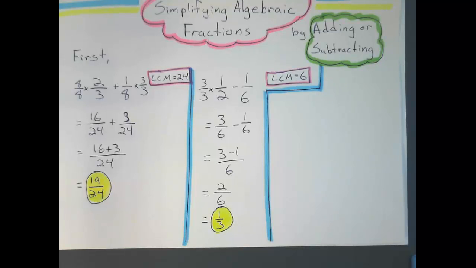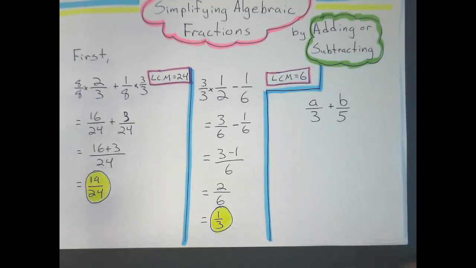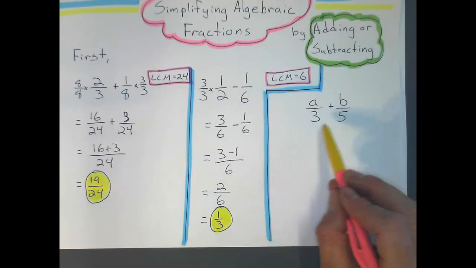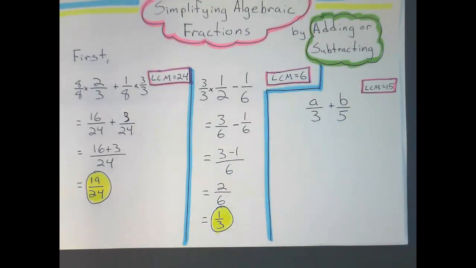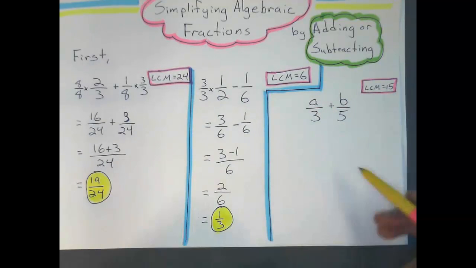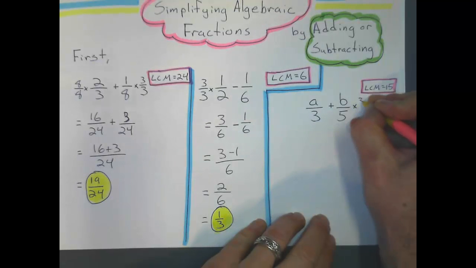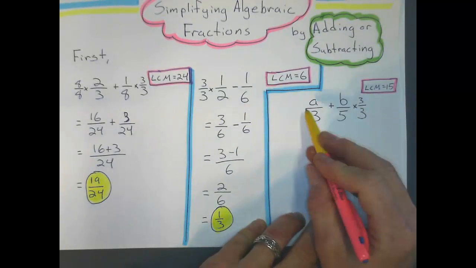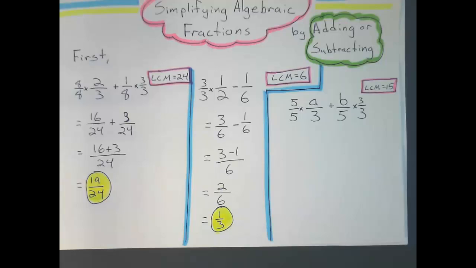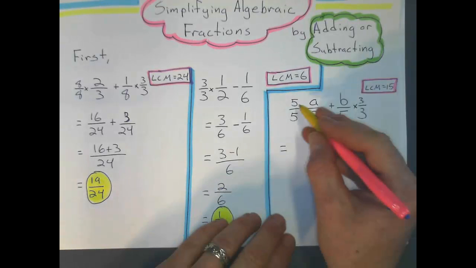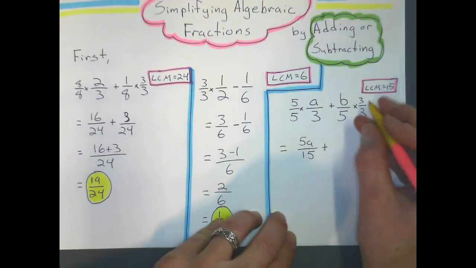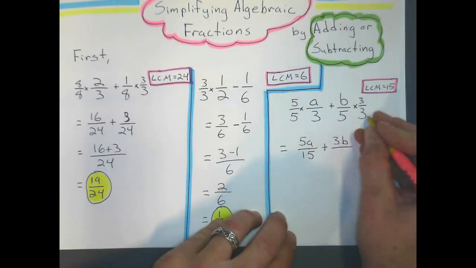Okay, now let's do some algebra. Suppose we have this one: a/3 plus b/5. Suppose I don't know what my numerators are, but I can still get a common denominator. The least common multiple of 3 and 5 would be 15. Next step, rewrite each fraction so the denominator is 15. That means I'd multiply this one by 5 over 5, and this one by 3 over 3. When I rewrite that, 5 times a is 5a, 5 times 3 is 15, plus b times 3, we write that as 3b, and 5 times 3 is 15.